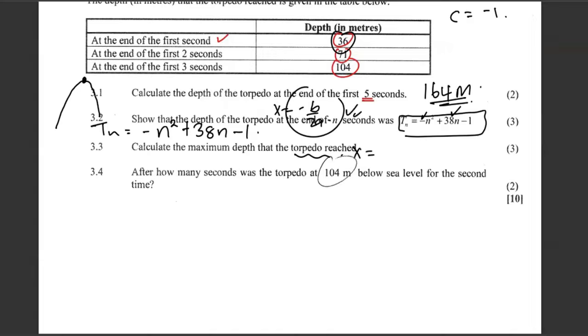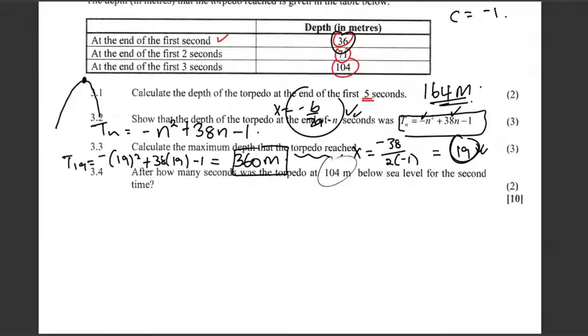Negative b over 2a. So our b was 38, so negative 38 over twice the a, which is negative 1, meaning that the maximum is at a position of 19. So the question wants the maximum, so we need to look for T19. Negative 19 squared plus 38 times 19 minus 1. All right, so negative 19 squared plus 38 times 19 minus 1. So I'm getting 360 meters. So this is the maximum height that the torpedo will ever reach.